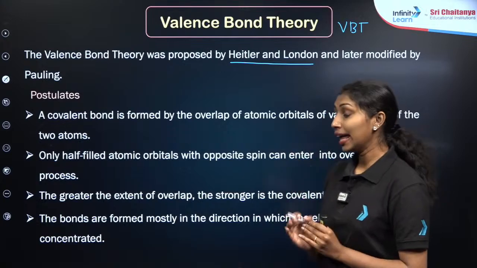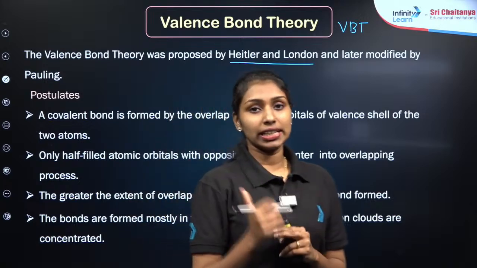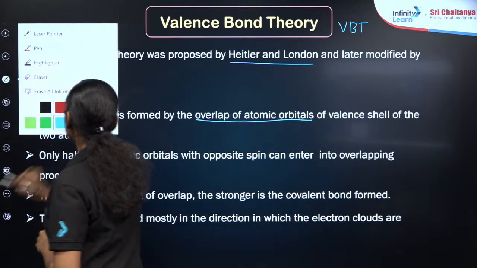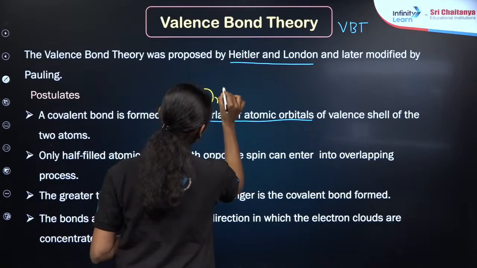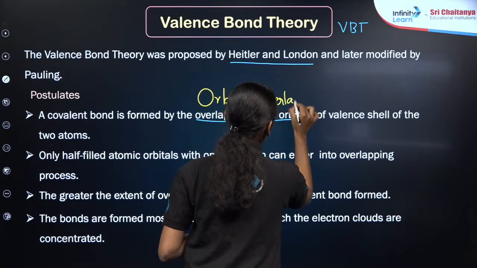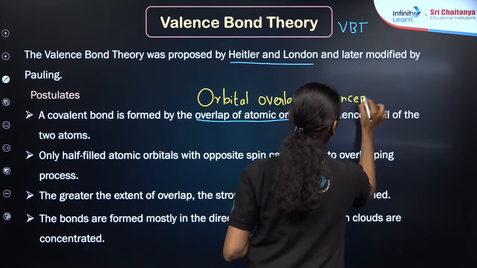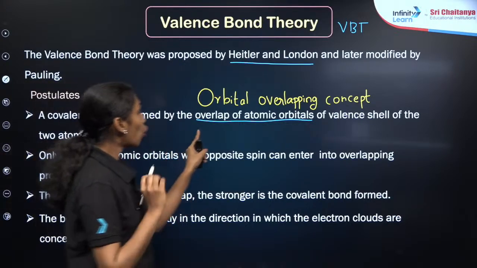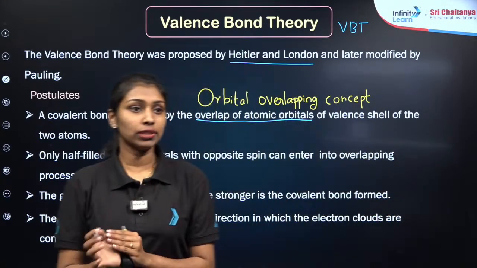The first one discusses the covalent bond. We have discussed the covalent bond, right? According to valence bond theory, a covalent bond is formed by the overlap of atomic orbitals. Overlapping of atomic orbitals, right? So this is the major concept behind the valence bond theory. We can call it the orbital overlapping concept. According to the valence bond theory, a covalent bond is formed by the overlap of atomic orbitals of the valence shell of the 2 atoms.